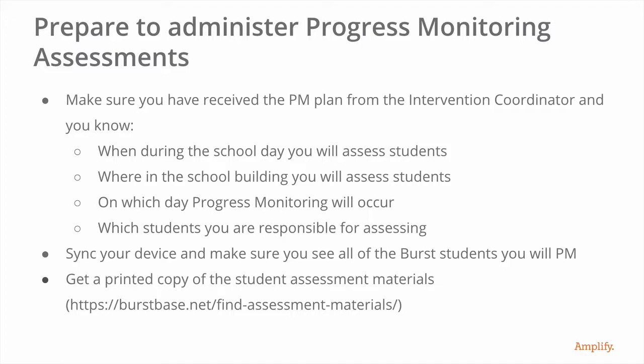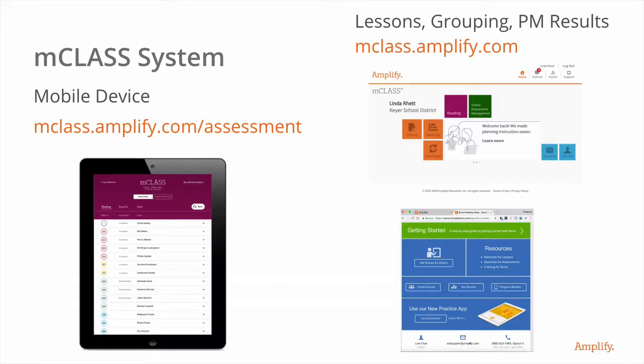Hopefully you were able to connect with your intervention coordinator and get the important details of the progress monitoring plan prior to this session. Take a moment to record those logistics on page 2 of your handout. Note the differences between these 2 URL addresses. mclass.amplify.com/assessment is where you go to administer and score assessments. This should be accessed via your touchscreen device. mclass.amplify.com is where you go to get your lessons and view progress monitoring results.